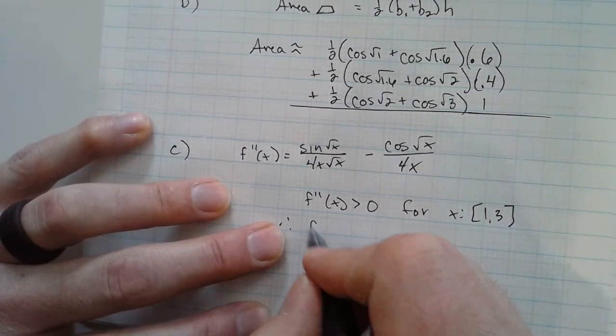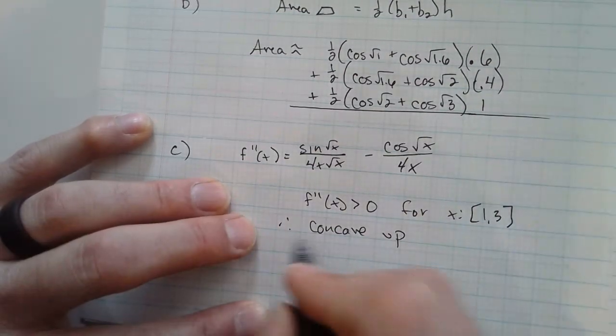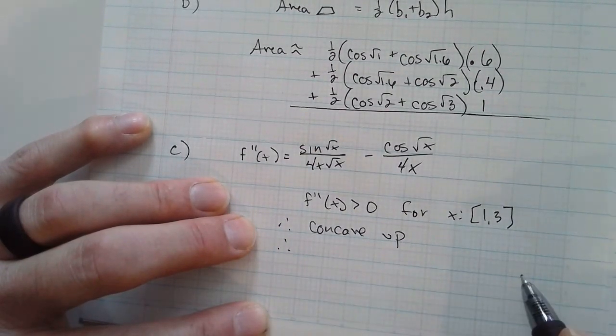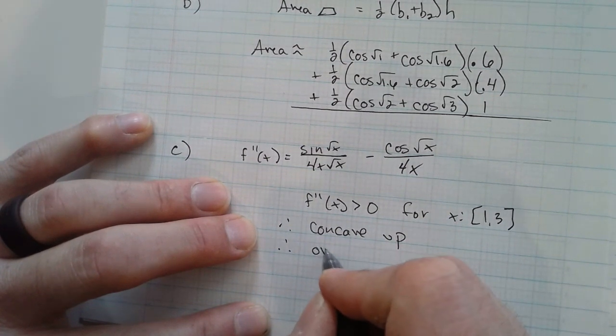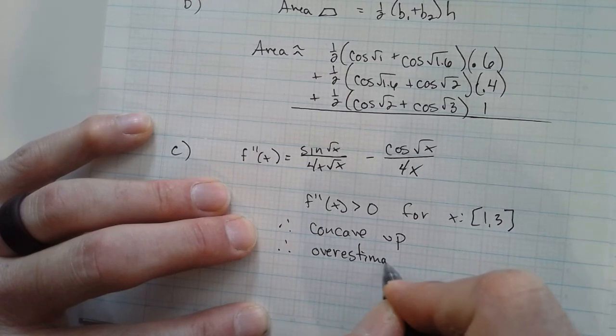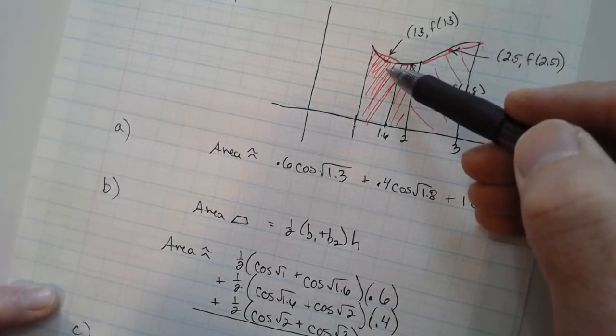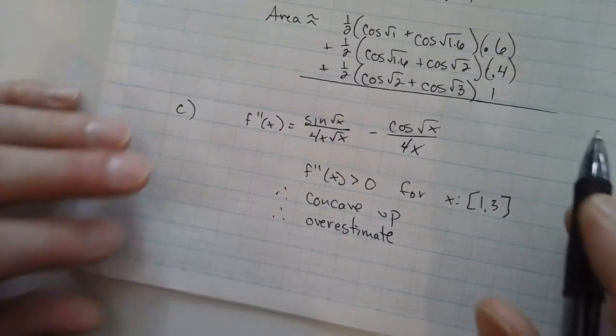Therefore, it's concave up. And since it's concave up, therefore it is an overestimate. The trapezoid is actually more area than the actual area underneath the curve. All right, that's A, B, and C.